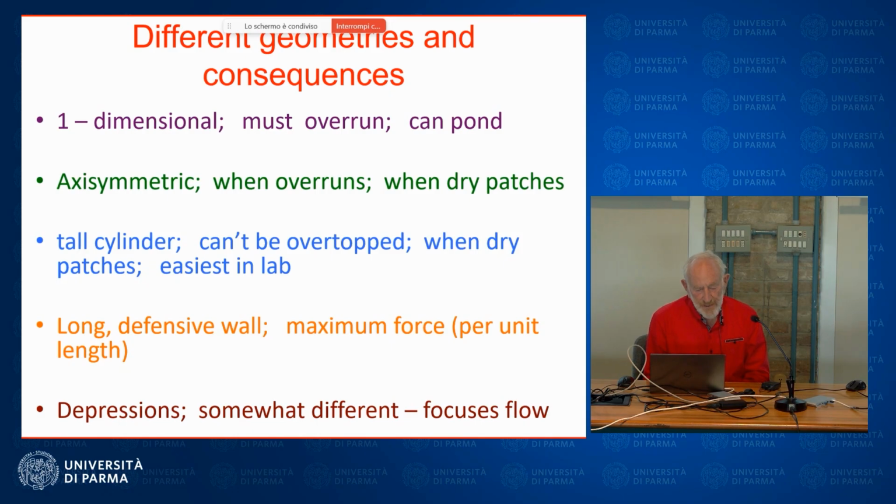Then there are situations where you have axisymmetric topography, starting with relatively easy, and then there's the question to ask, when does it get to the top of the topography and cover it all, and when does it not? When does it form dry patches that are safe for people to stand in, and how big they are?